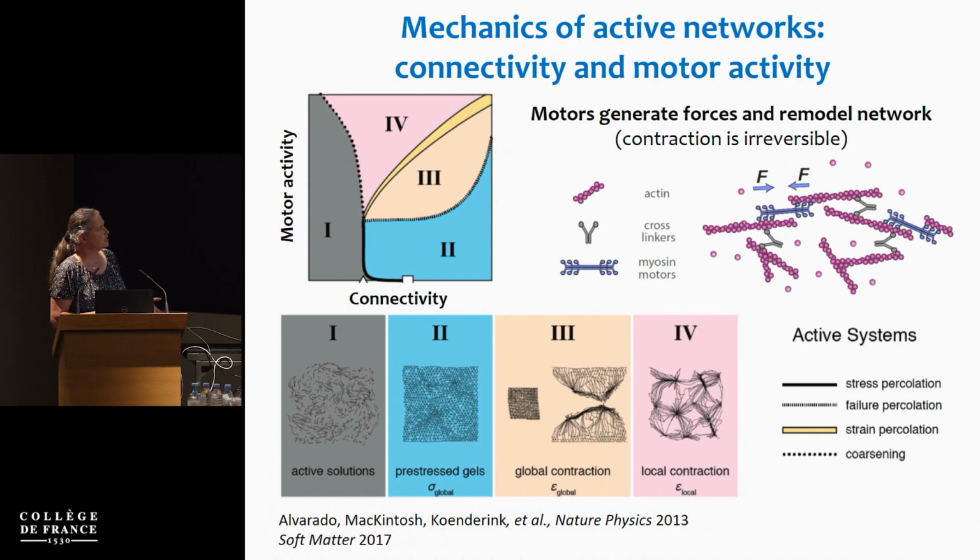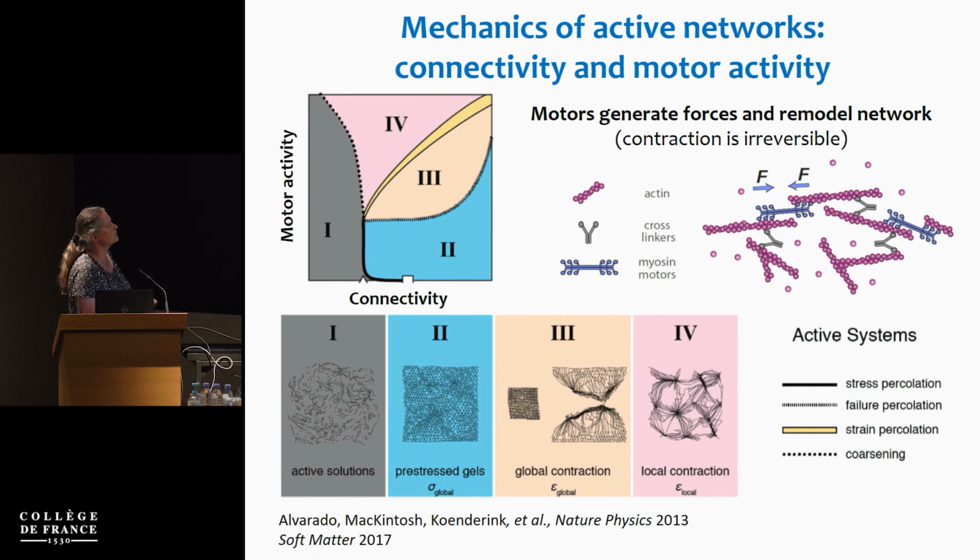You can describe the system quite nicely with this state diagram, which is a function of the activity. So this is the motor activity and the connectivity as before. Again, you have this unconnected state here where the system is broken apart and it's not connected. If you increase connectivity, you go into this connected phase. And now if you increase activity beyond some threshold, the system starts contracting, and you have global contraction. And then if you increase activity even more, you break into this local contraction.